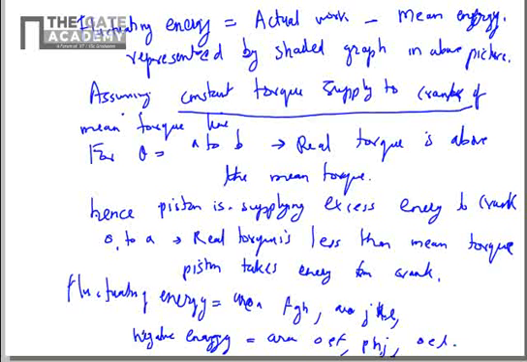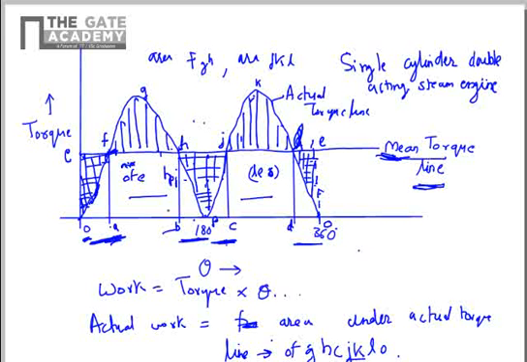You can calculate the values of those, and from that you can get an idea of fluctuating energy for the flywheel calculation. Now, why is the fluctuating energy important for flywheel calculation? As you can see here, for some portion of time, from let's say A to B, the real torque is above the mean torque.